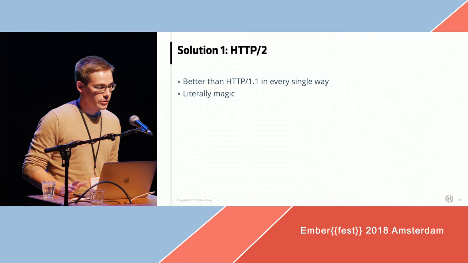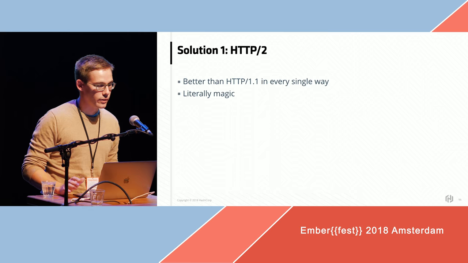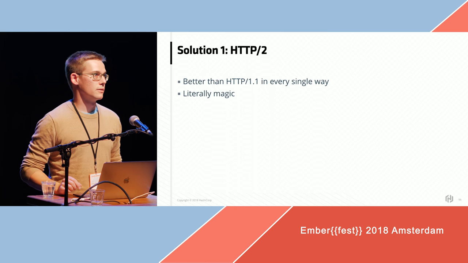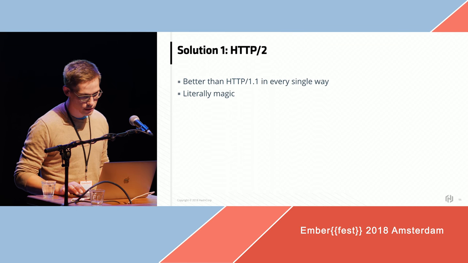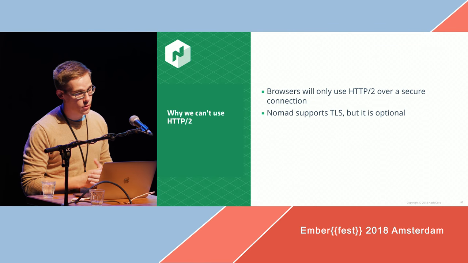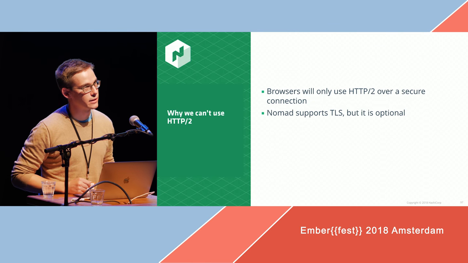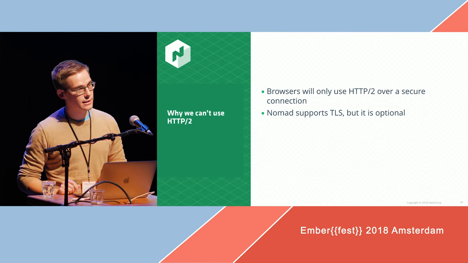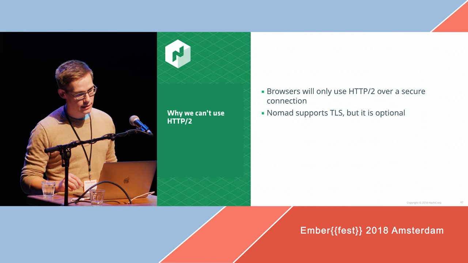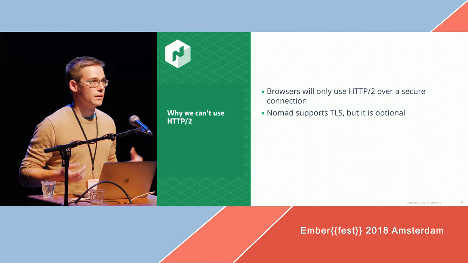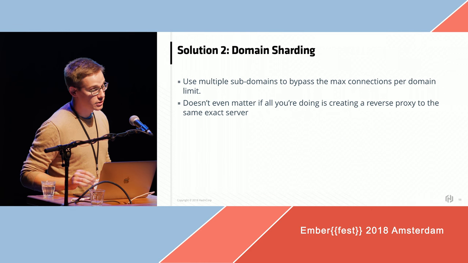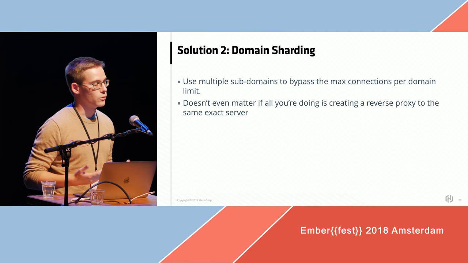First solution is HTTP 2. It's just better than HTTP 1 in every single way. In fact, it's literally magic. So that's the thing you could use, but we can't. Browsers will only use HTTP 2 over a secure connection. And even though Nomad supports TLS, which would allow you to serve it over HTTPS, it's an optional feature. So that one's gone.